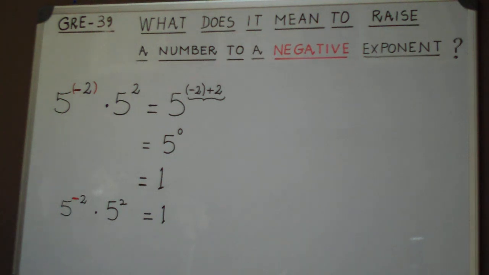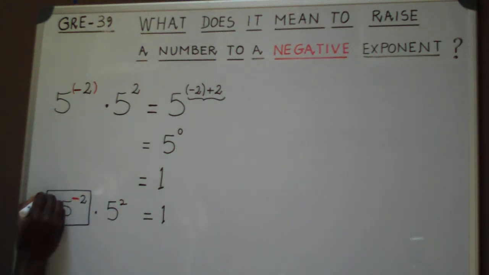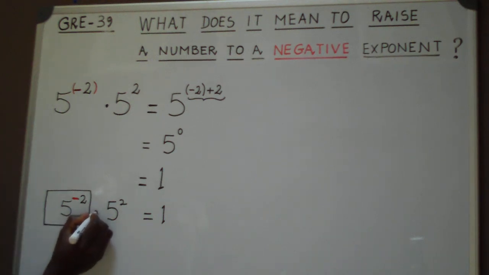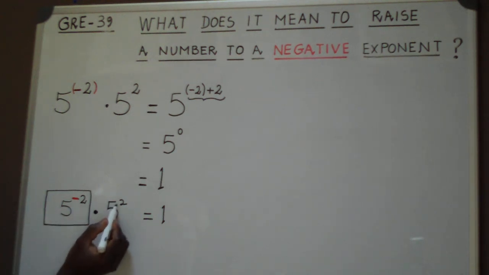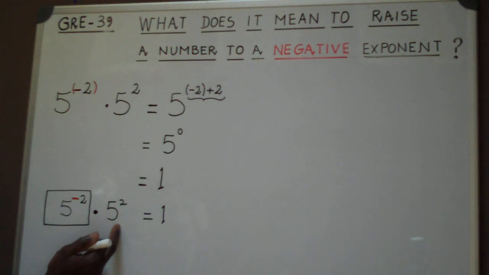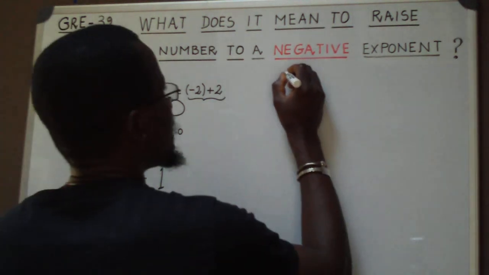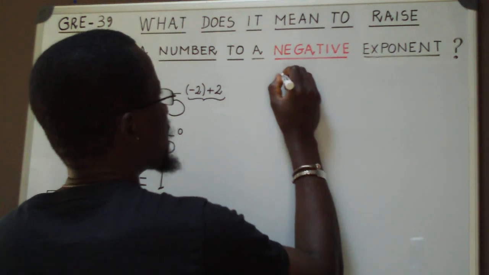Now, what we want to find is the expression that I'm putting in a box here. In order to find this expression, you have to notice that it is being multiplied by 5 raised to the exponent 2. So therefore, if I want to find this, I have to undo this multiplication, the multiplication by 5 to the exponent 2. So I have to divide both sides by 5 to the exponent 2. This is exactly what I'm going to do.